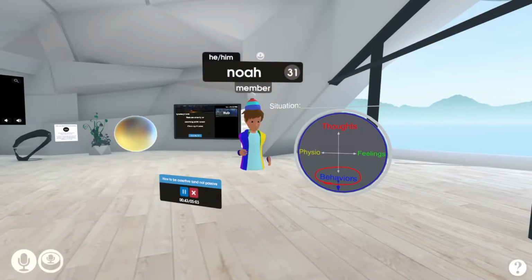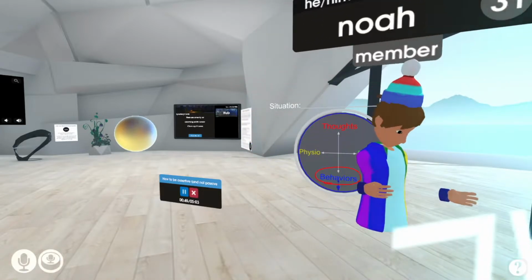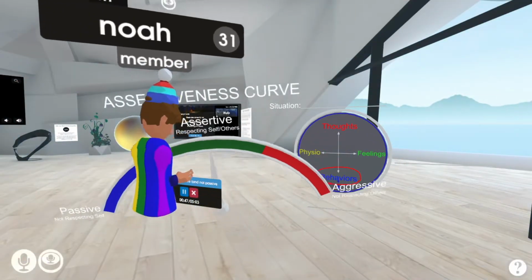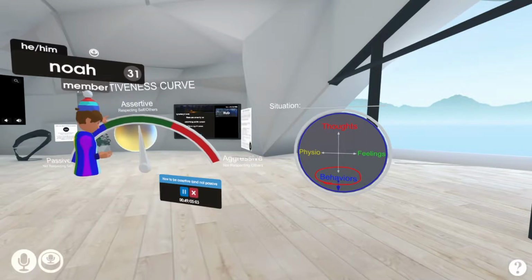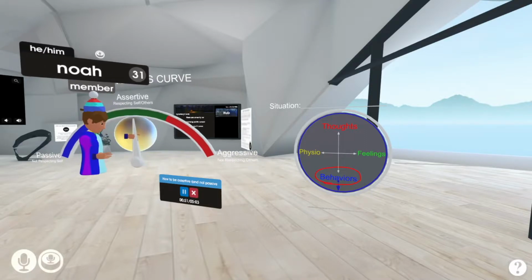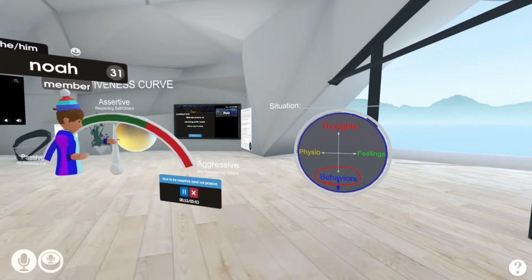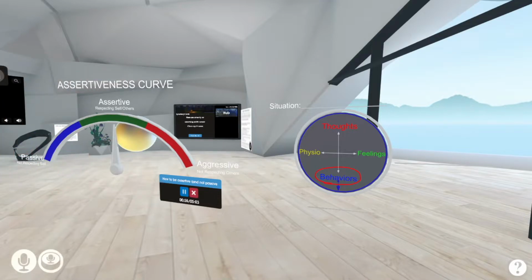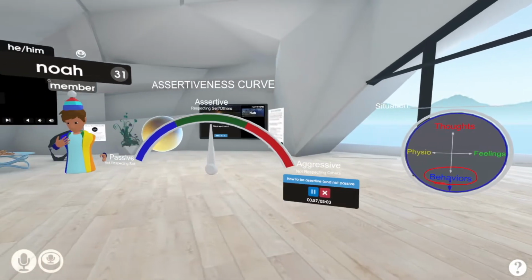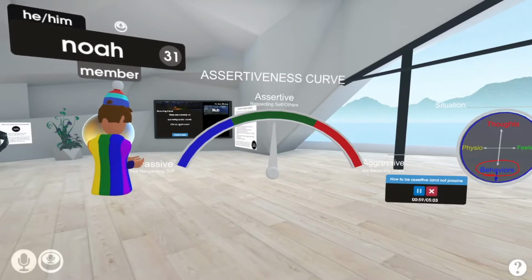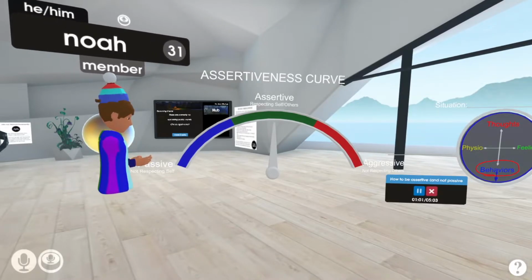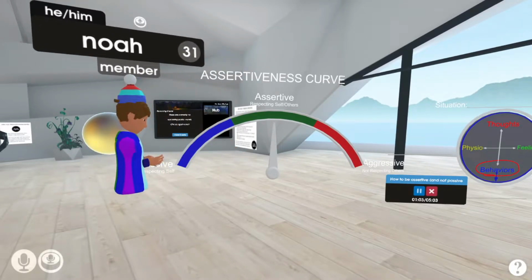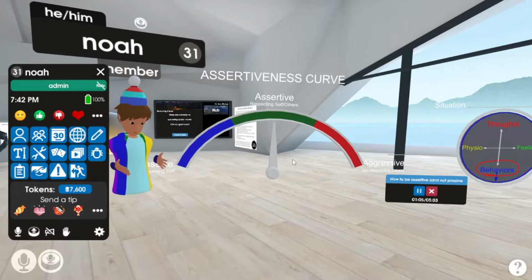I'm just going to pull up the tool here. All right. So this is the assertiveness curve. And it's one of my favorite tools in Innerworld because it applies to so many different types of situations. The basic idea of assertion is that it's a behavior. These are a range of behaviors that we can engage in when we're interacting with other people.